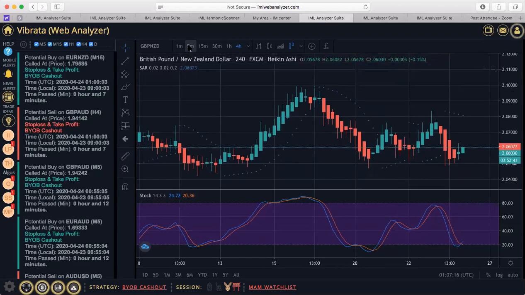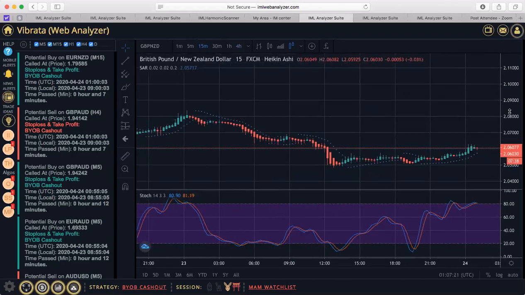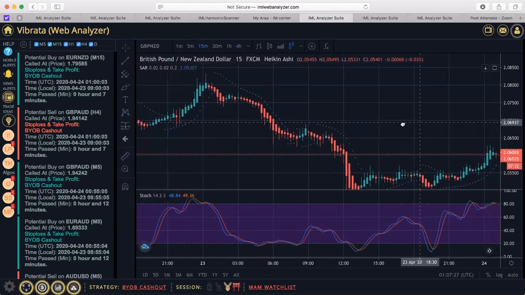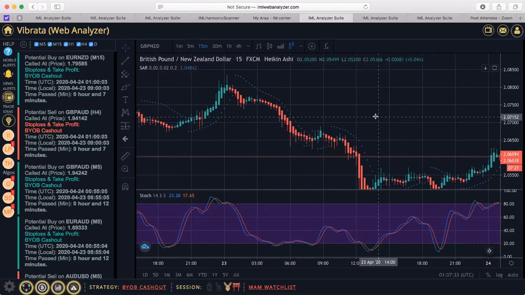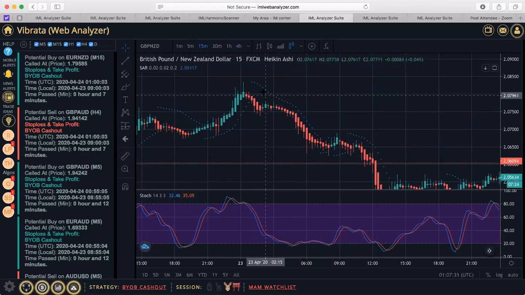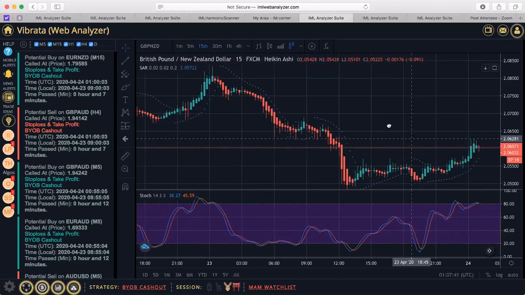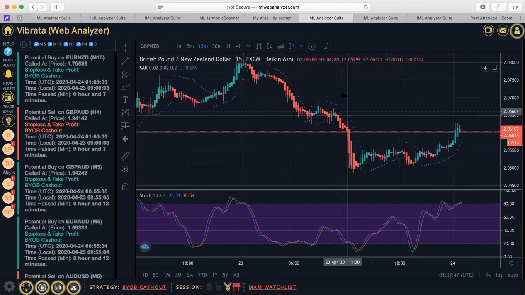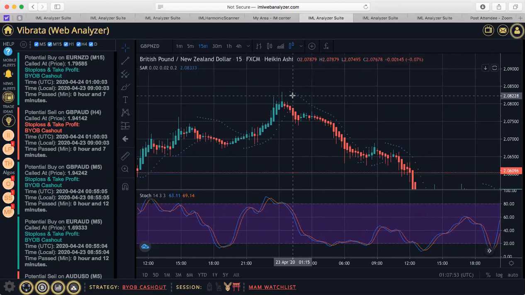It is a strategy. Let me get on the right time frame. We want to start on the 15-minute time frame. As you can see, I'm on GBP NZD, and you can see where it had a significant downtrend, and now it's moving sideways, so we're not going to touch this for analysis. I want to pull over here where I'm showing you exactly what the BYOB cash out is.